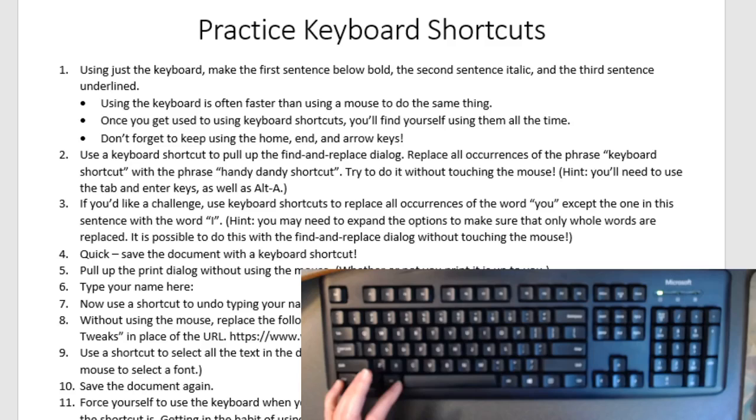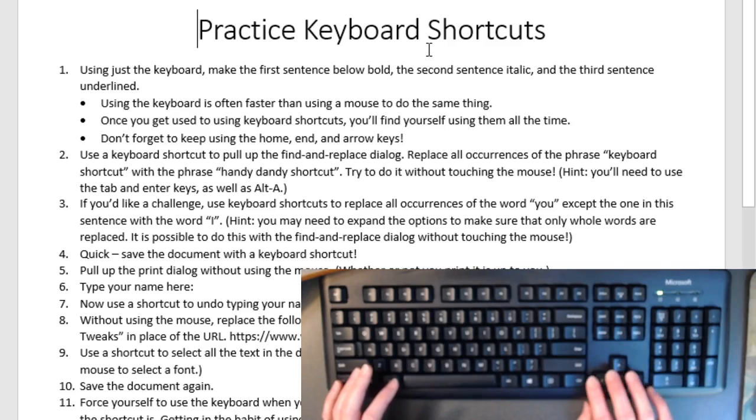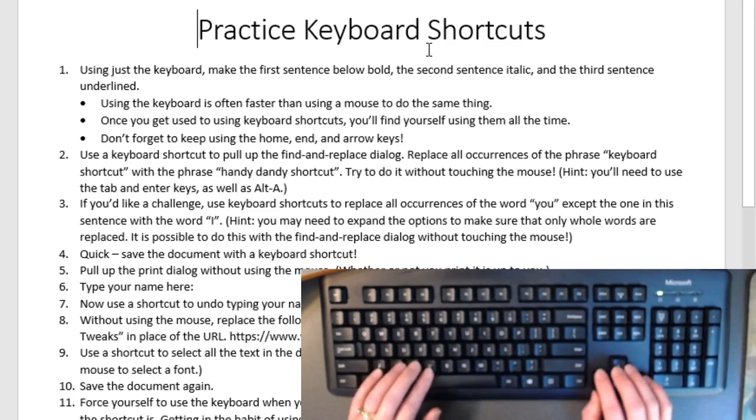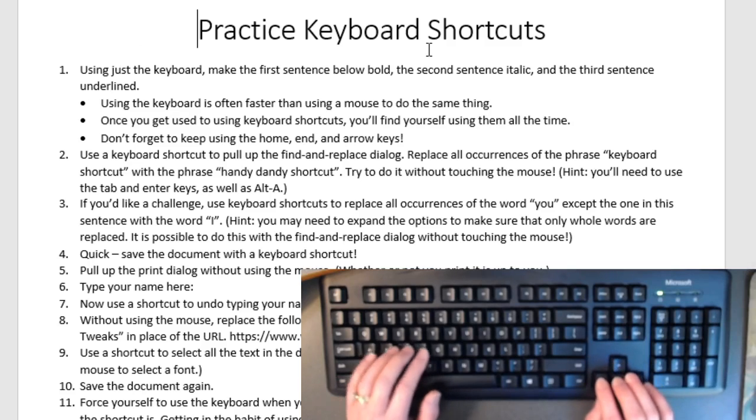Let's try it out. To practice those three, let's do number one here in this Word document. And I will make this Word document available. I'll put a link to it in the description of the video so that you can download it and practice these later. All right, it says using just the keyboard, make the first sentence below bold, the second sentence italic, and the third sentence underlined.